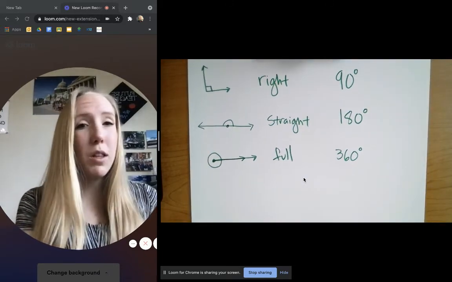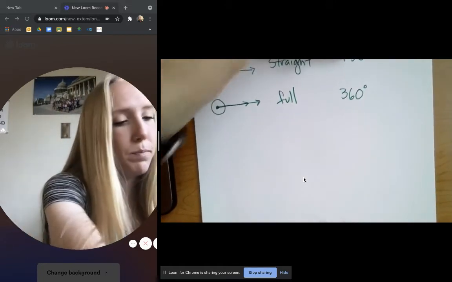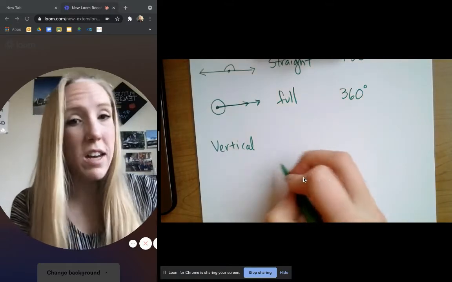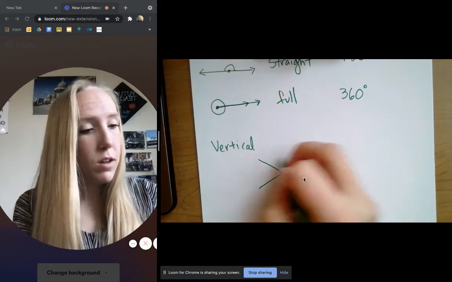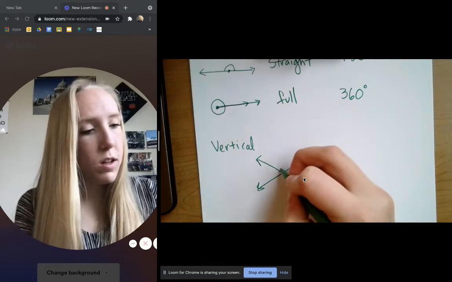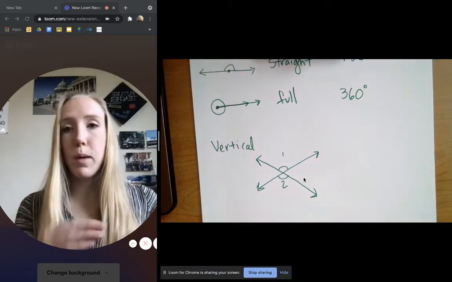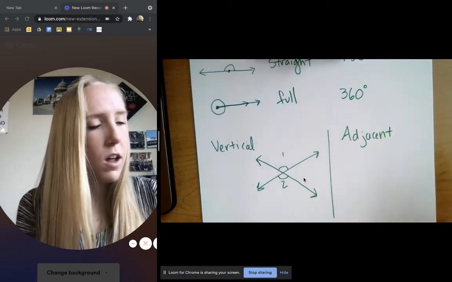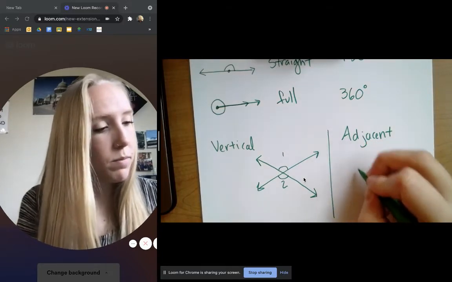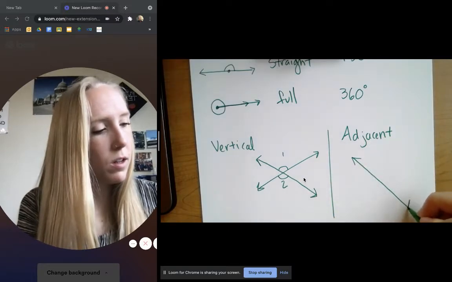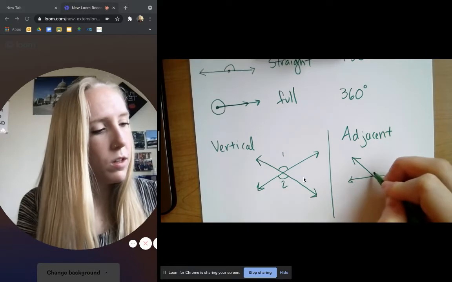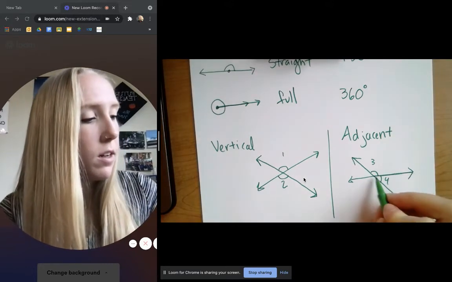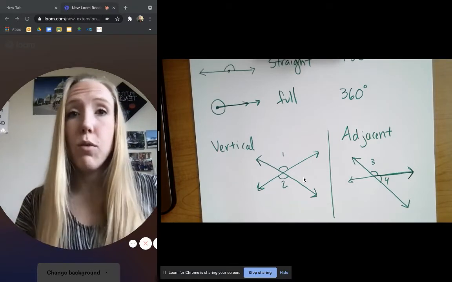So the other two things that we learned, and this is not super needed for today, but just to review really quick, is that vertical angles are angles that are opposite or kind of mirrored. So if I have these two angles, angles 1 and 2, those are vertical angles because they are on opposite sides, they're mirrored. And then adjacent angles are angles that are right next to each other. So like this angle and this angle, angles 3 and 4, would be adjacent because they're right next to each other and they share this same side. Okay, so that's kind of a review of what we've already learned about angles.